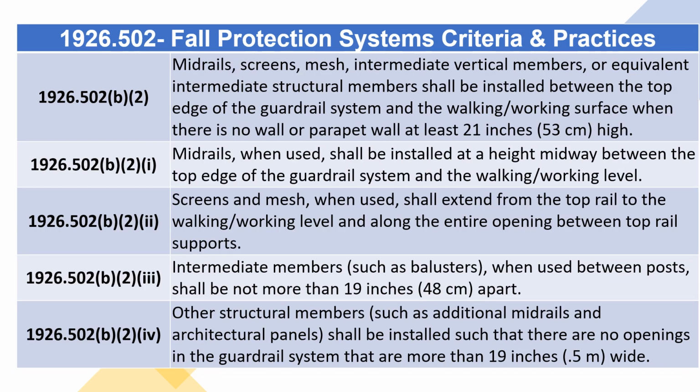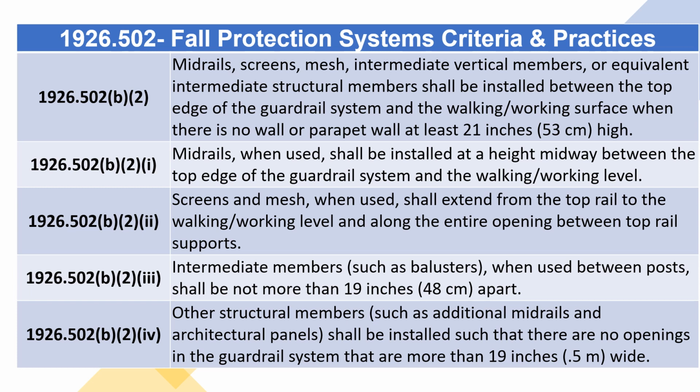1926.502(b)(2) Mid-rails, screens, mesh, intermediate vertical members, or equivalent intermediate structural members shall be installed between the top edge of the guardrail system and the walking/working surface when there is no wall or parapet wall at least 21 inches (53 centimeters) high.